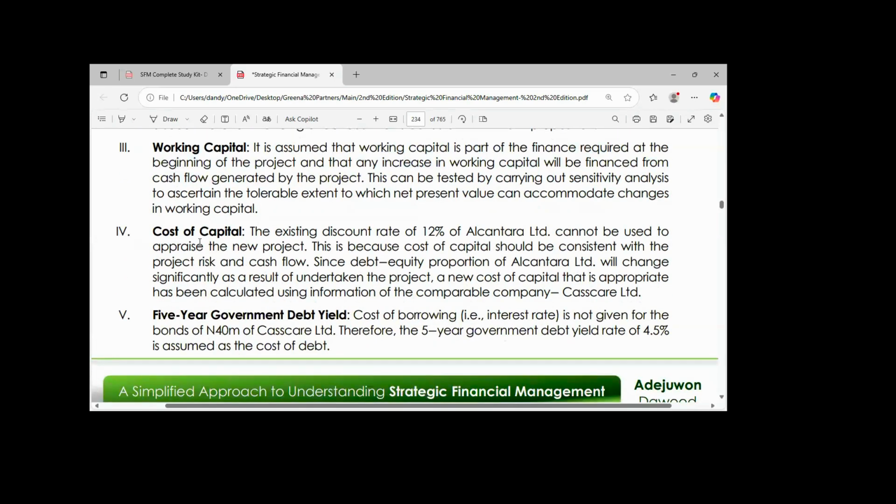Then we talk about the cost of capital. What's our assumption on cost of capital? The existing discount rate of 12% of Alcantara Limited cannot be used to appraise the new project. This is because cost of capital should be consistent with the project risk and the cash flow. Since the debt equity proportion of Alcantara Limited will change significantly as a result of undertaking the project, a new cost of capital that is appropriate has been calculated using information of the comparable company, that is Cascare Limited.